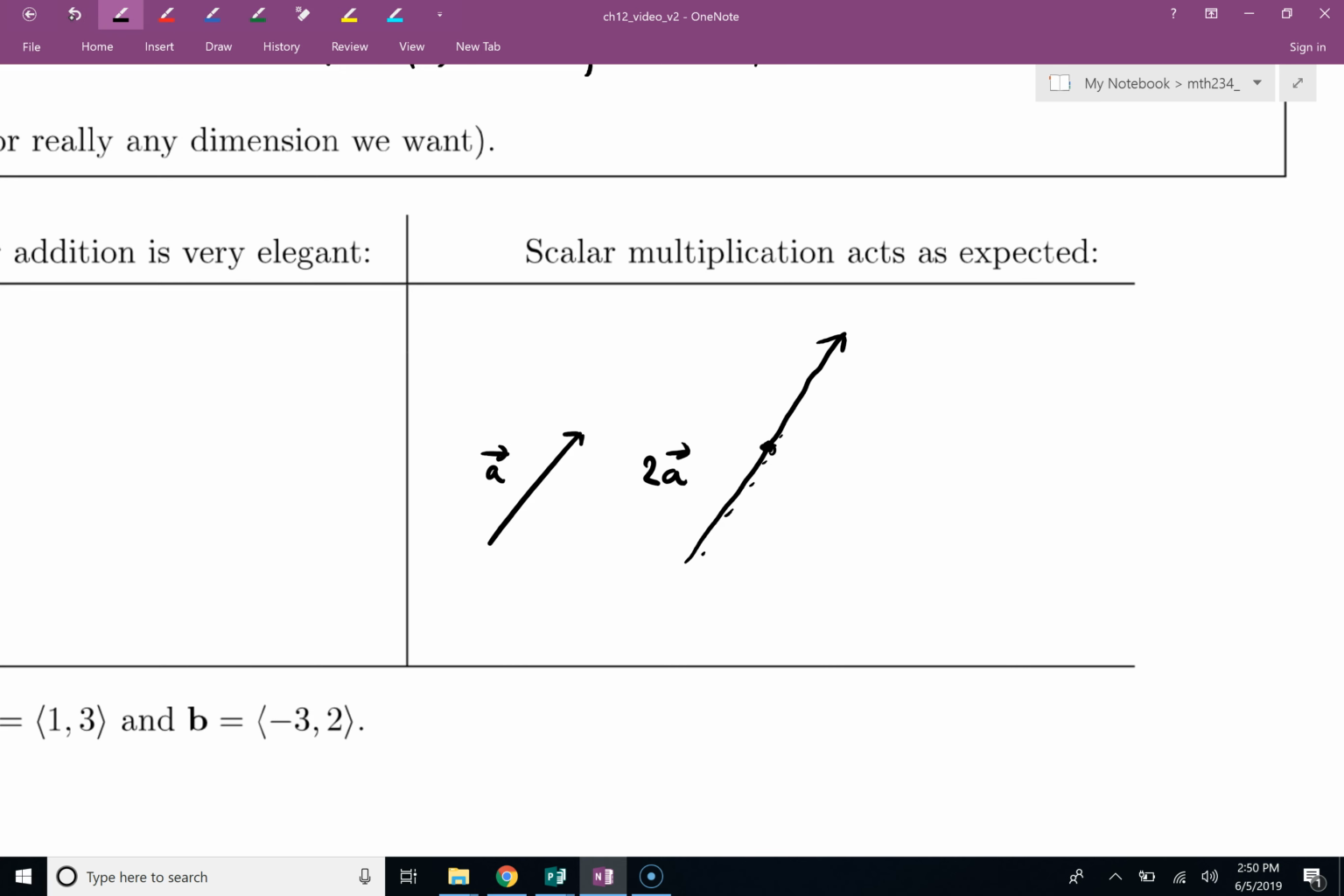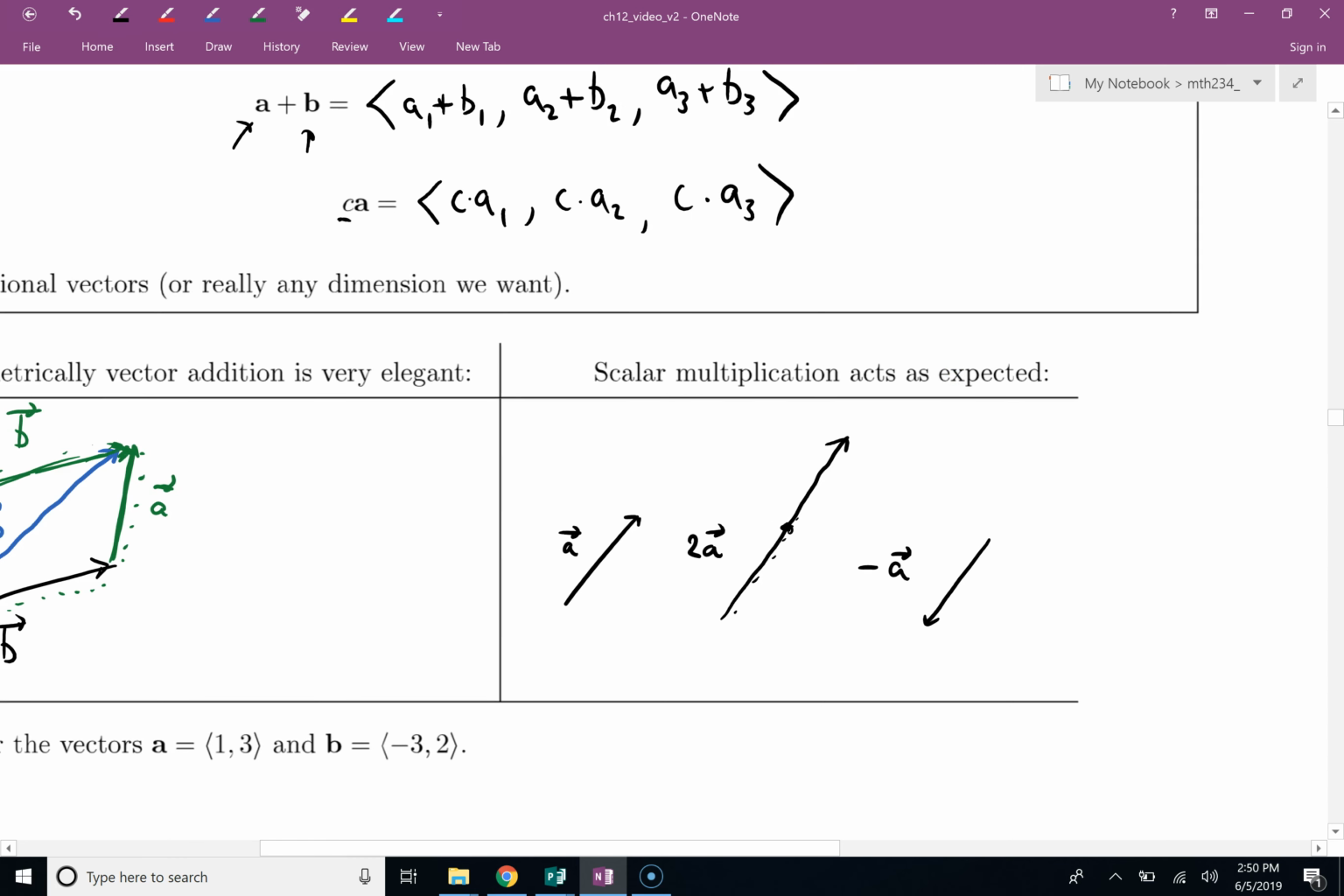Now, likewise, we can actually scale in the negative direction. So if I asked you, what do you think negative A looks like? Or this is really negative 1 times A. So this is actually going to be the same length as A, but it's heading in the opposite direction. So now this scalar multiplication, this thing that we've defined up here, literally scales vectors. It scales them up or scales them down.